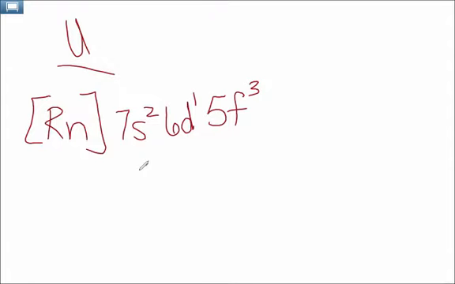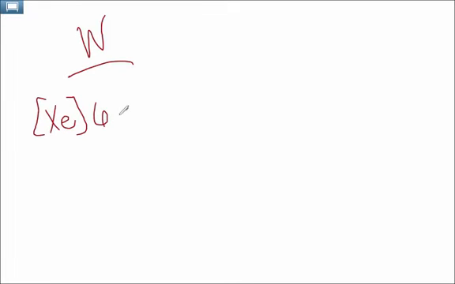okay, let's do tungsten next. Tungsten's number 74, so we have xenon. And then we would have what? 6s2. Do you go down into the F? Well, you'd have 5d1, and then it would go to 4f, and you'd count all of them across would be 14.